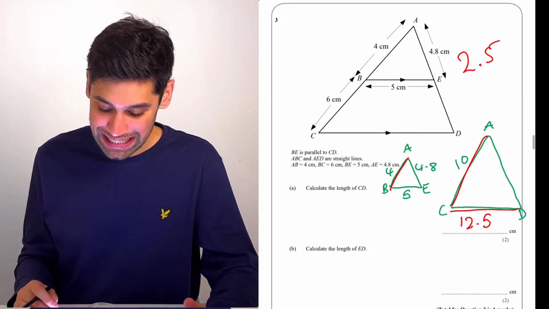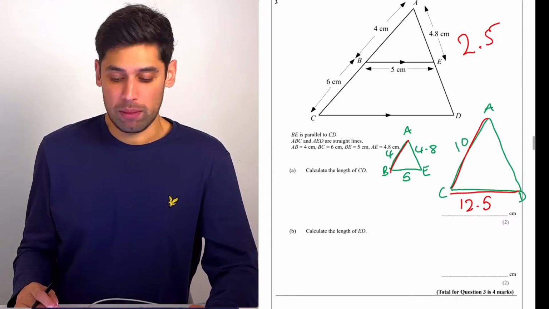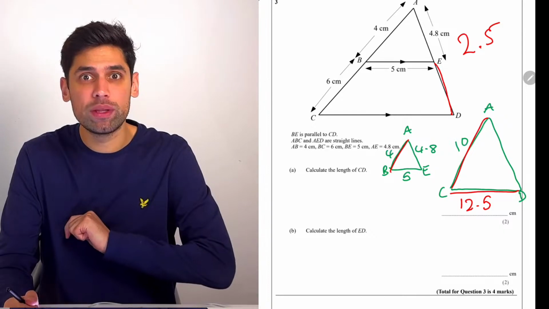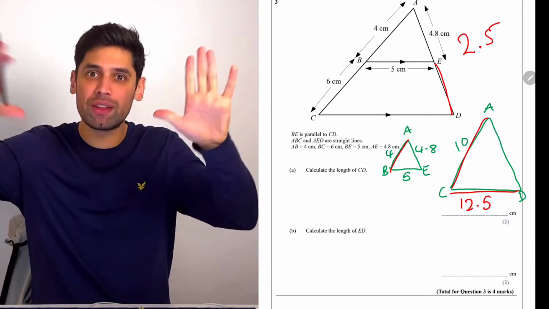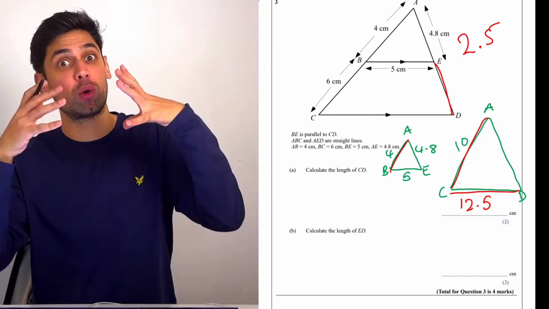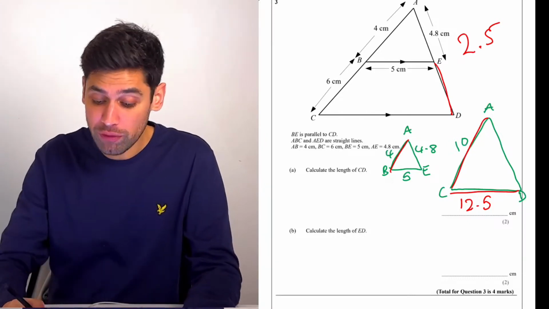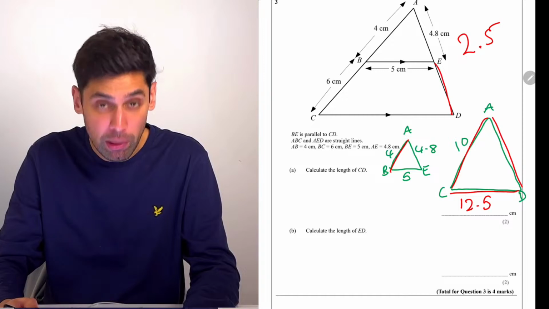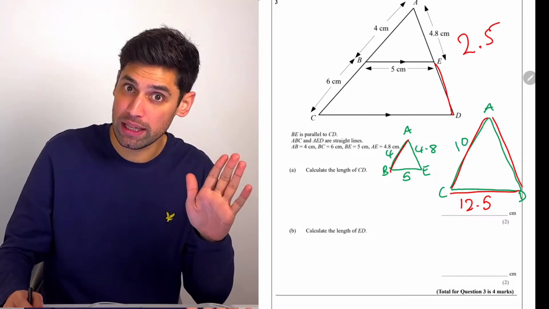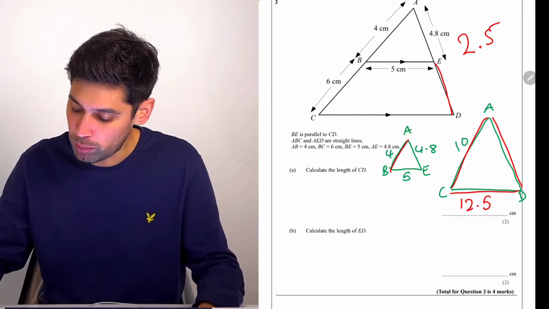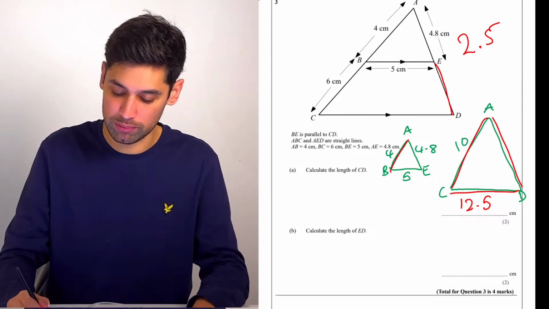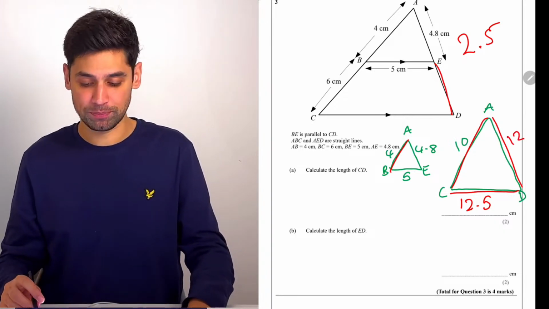Calculate the length of ED. Now, once again, they're being a bit mean here because ED is just part of this line. But remember, what we do with these types of things is we just find all of the lengths on our diagrams, and then hopefully it's not too difficult to find the questions they're asking for. So let's just find the length of AD. Now remember, our scale factor is 2.5. The equivalent length on the smaller shape is 4.8. So we're just going to simply do 4.8 times 2.5, which gives us 12. So that length there is 12.